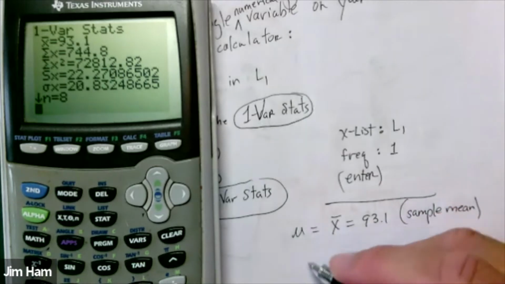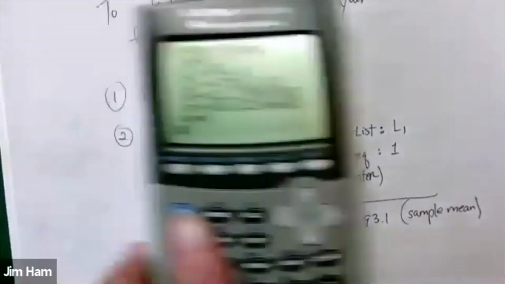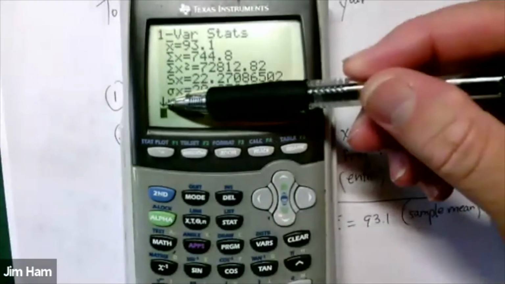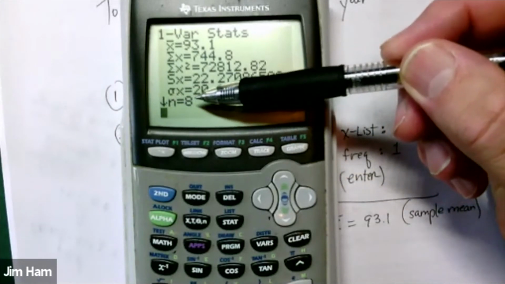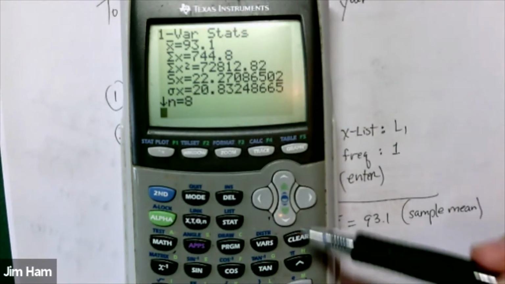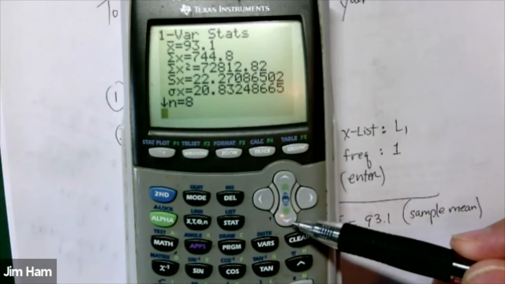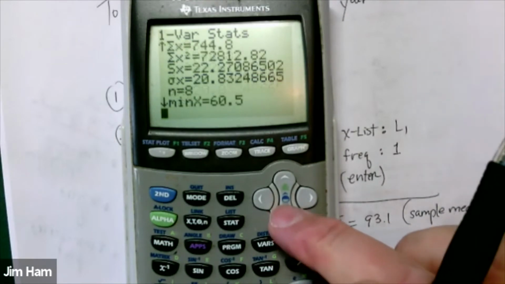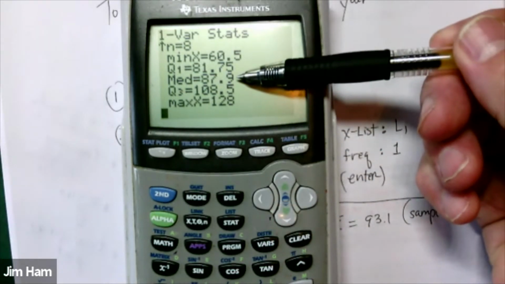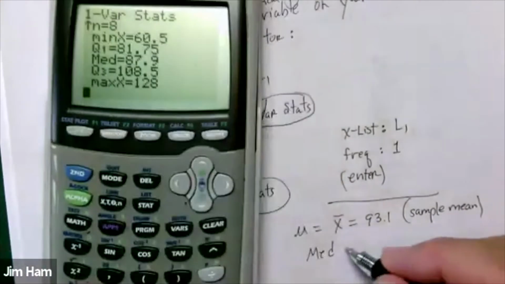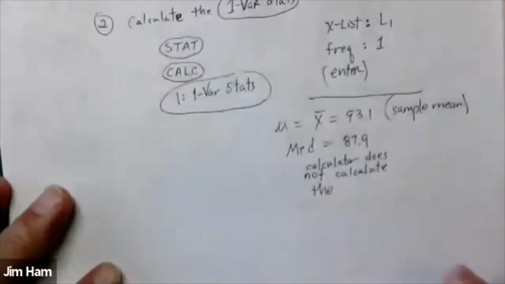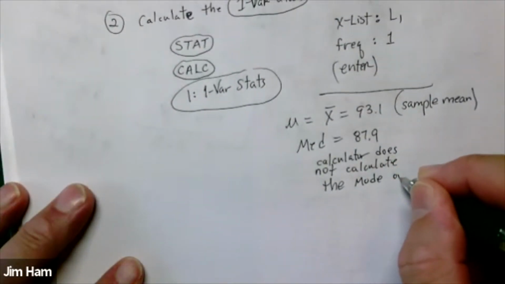The other one that the calculator will give you is the median. But you don't see it on this first screen, but there's a down arrow. You can see there's n equals 8. It tells you how many data values you entered in. When there's an arrow over here like this, that means there's more stuff down under. So to get to the stuff down under, you want to hit the down arrow here, and it'll go down and give you the rest of the stuff. One of the things it gives you is the median. So the median is equal to 87.9.